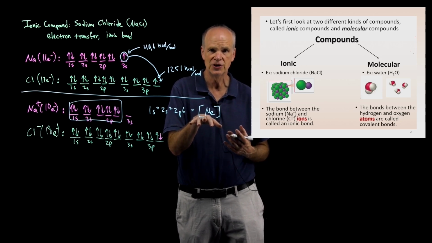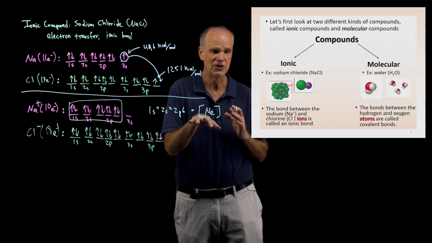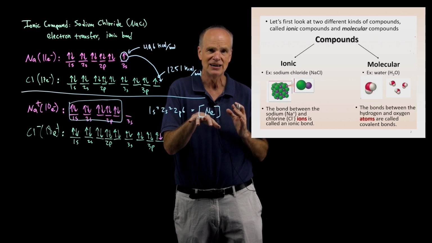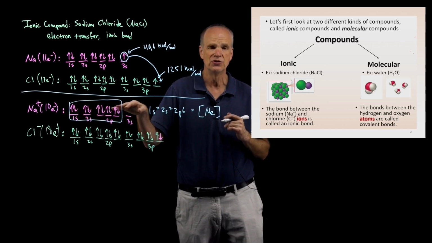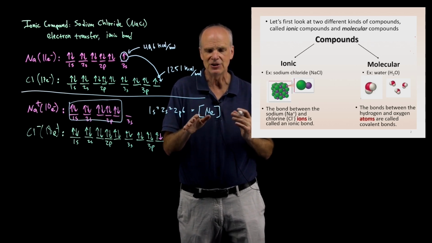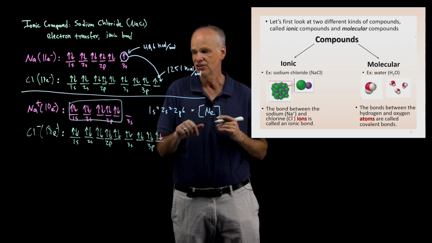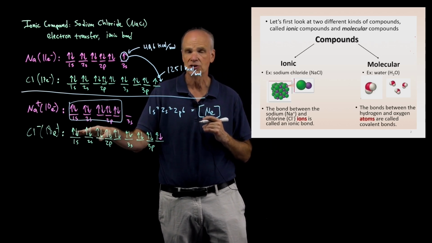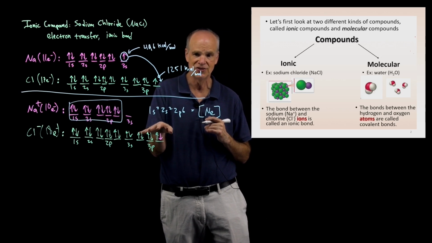Noble gas configurations, as maybe we talked a little bit about before, and we might talk more about them in the future, are very stable. Atoms like to have noble gas configurations. And so when sodium loses its electron and becomes positively charged, it is happy. It becomes a stable noble gas configuration. Now let's look at the chlorine atom after it picks up an electron and gets a negative charge.